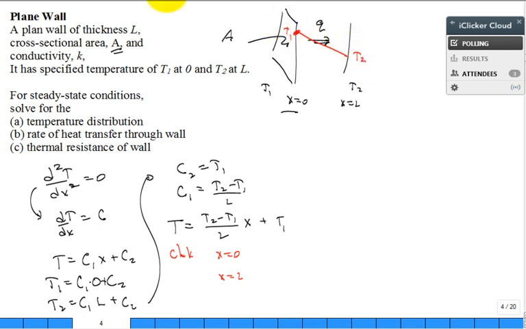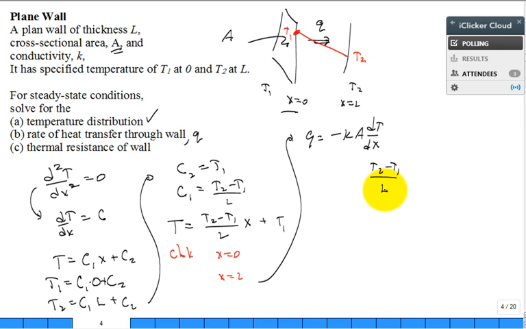All right, so now that we have the temperature distribution, what is the rate of heat transfer through the wall? That's our Q. So Q is equal to minus kA dT/dx. Do you like that equation? All right. What is dT/dx? It'll be (T2 minus T1) divided by L. Isn't that dT/dx?